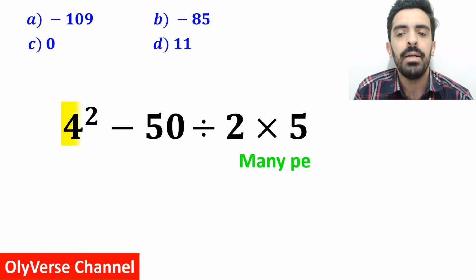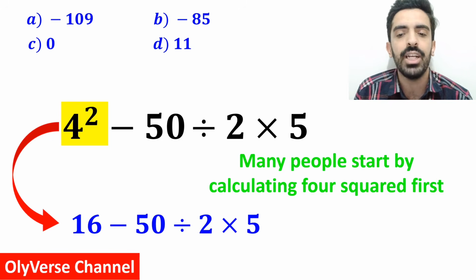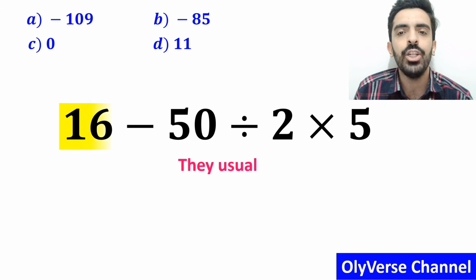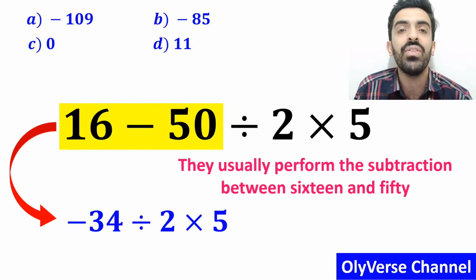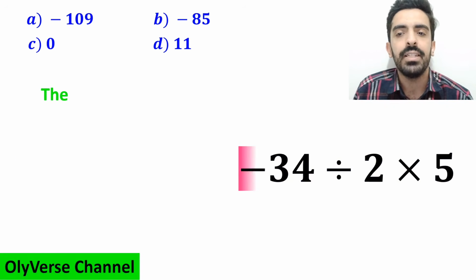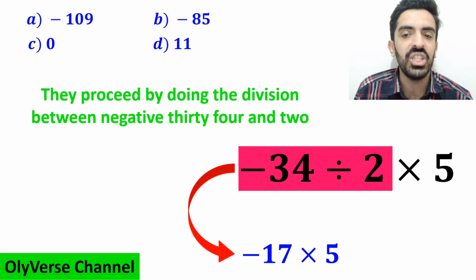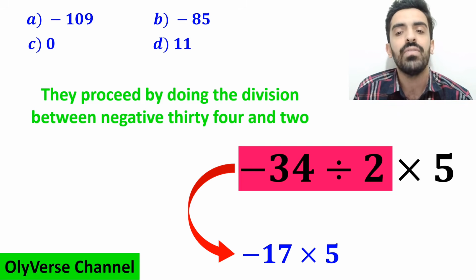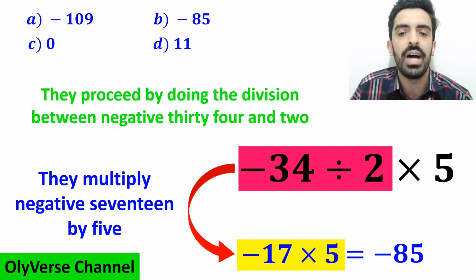To solve this question, many people start by calculating 4 squared first, and instead of the original expression, they rewrite it as 16 minus 50 divided by 2 multiplied by 5. In the next step, they usually perform the subtraction between 16 and 50 and simplify this expression to negative 34 divided by 2 multiplied by 5. Then, they proceed by doing the division between negative 34 and 2, which gives them negative 17 multiplied by 5. And finally, they multiply negative 17 by 5, which ends up with the answer negative 85.